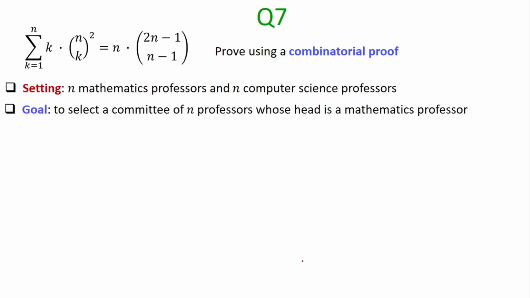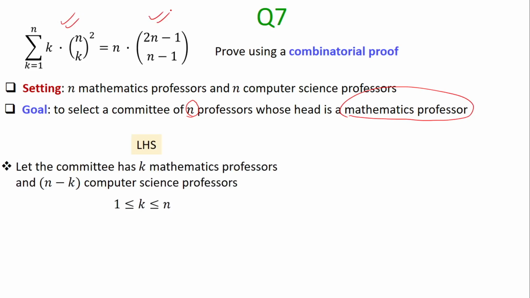You are given n mathematics professors and n computer science professors. You can imagine it like that. And say your goal is to select a committee consisting of a total of n professors, where the head of the committee is a mathematics professor. That's my goal. Now I will show that the number of committees satisfying this goal is the expression both in your LHS as well as in the RHS.